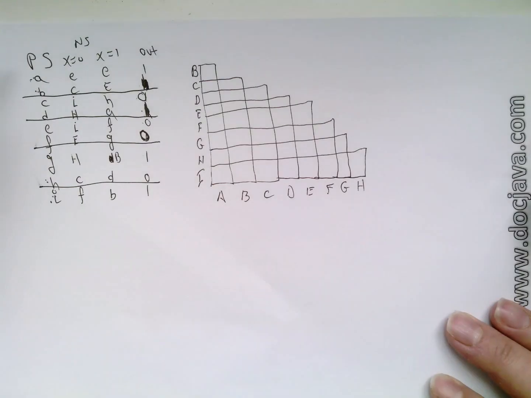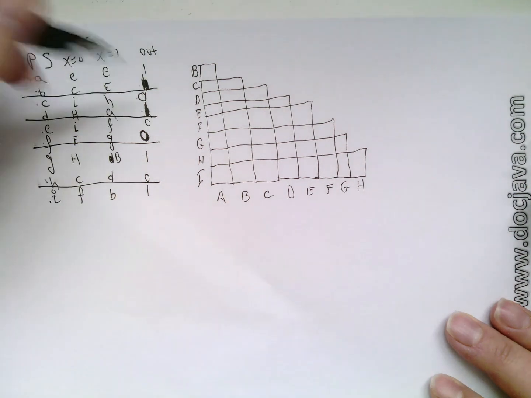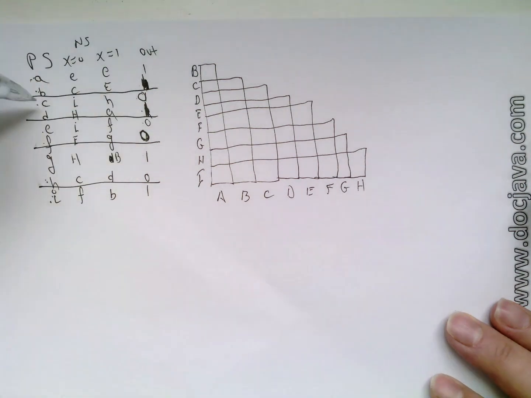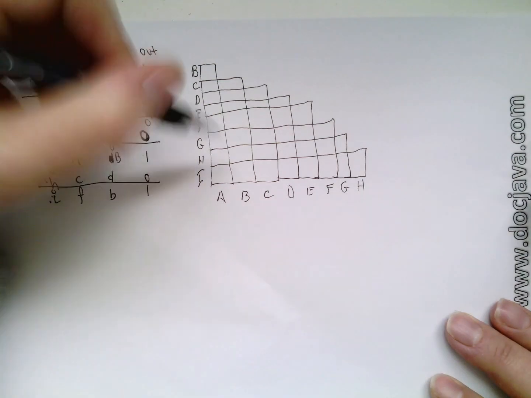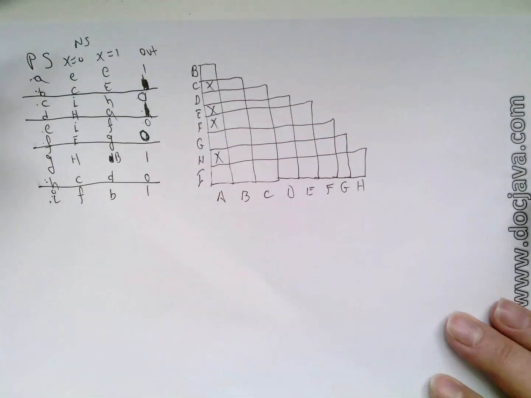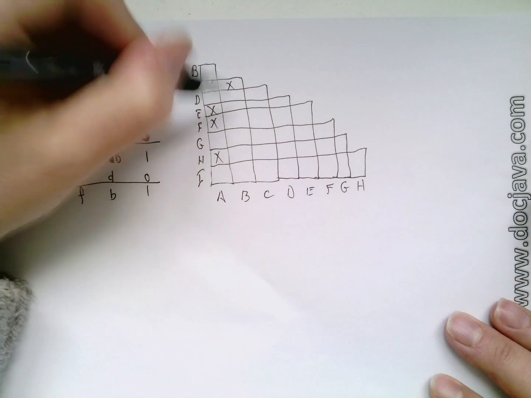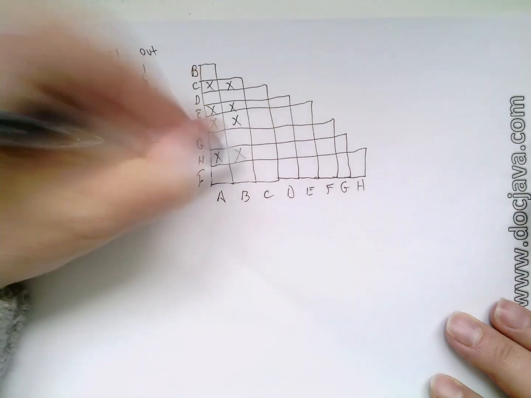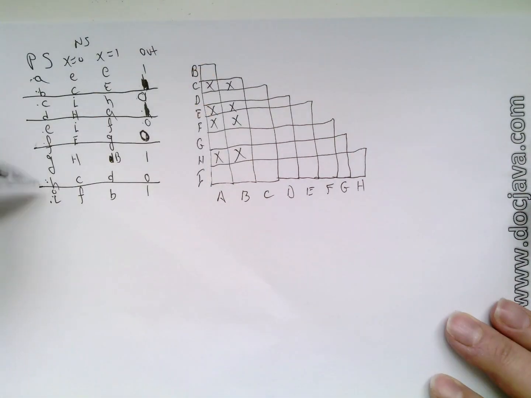And now, first thing you want to do, and this is a little bit different from what others do, is you see what you can eliminate. So, for example, A is different from C, E, F, and H because the outputs are different. B is different from C, E, F, and H. And we'll just do all the ones first. G is different from H.